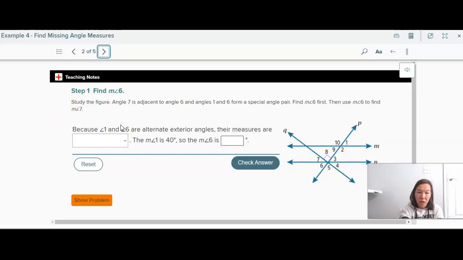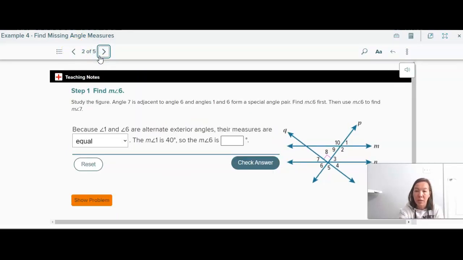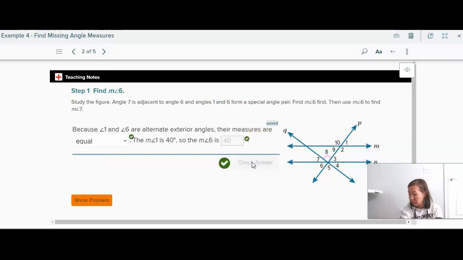First of all, 1 and 6 are alternate exterior angles, so their measures are equal, right? Now the measure of angle 1 is 40 degrees. Did they give us that information? Oh yeah, they did tell us that the measure of angle 1 is 40 degrees. Okay, good. So if the measure of angle 1 is 40 degrees, then the measure of angle 6 is also 40 degrees.